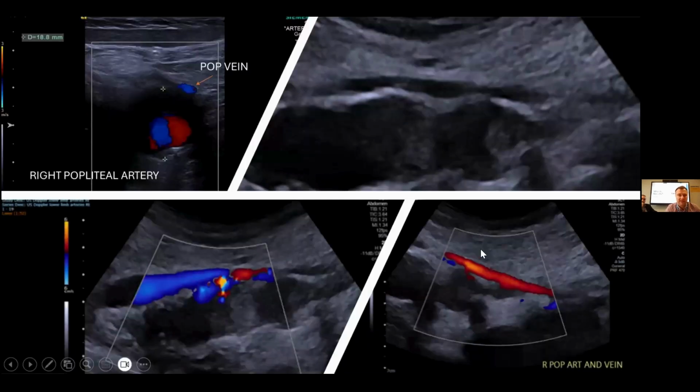On the right side, again, there's a popliteal artery aneurysm in the top left image. You can see that there's probably around 60% mural thrombus there, and there's actually flow through the lumen. In the image on the lower left, you can see that the popliteal vein is compressed, and it's similar, slightly distal as well.